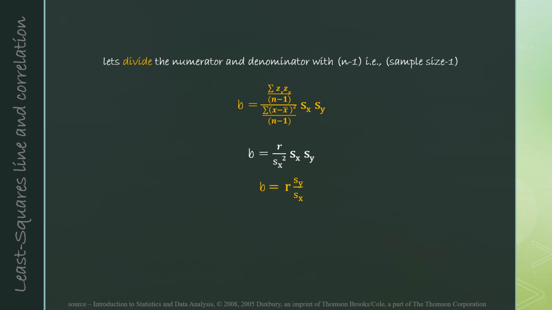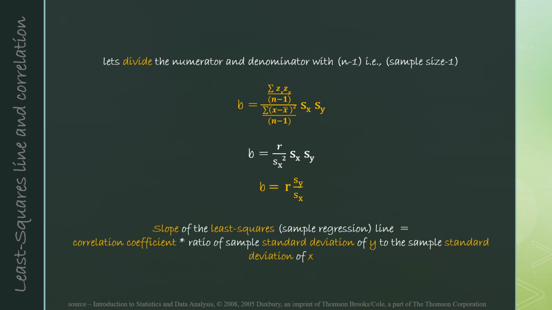Cancelling the Sx in the denominator and the numerator, b can be rewritten as b equals r multiplied by Sy divided by Sx. Therefore, the slope of the least squares line, that is the sample regression line, b equals the correlation coefficient r multiplied by the ratio of the sample standard deviation of y to the sample standard deviation of x.